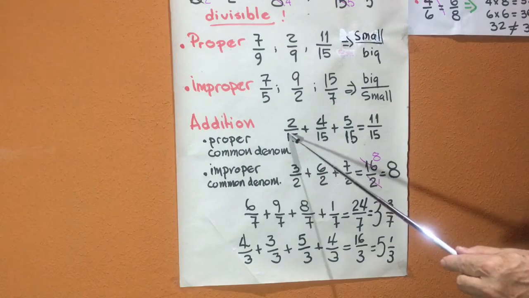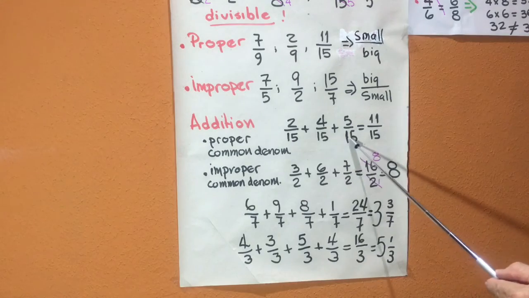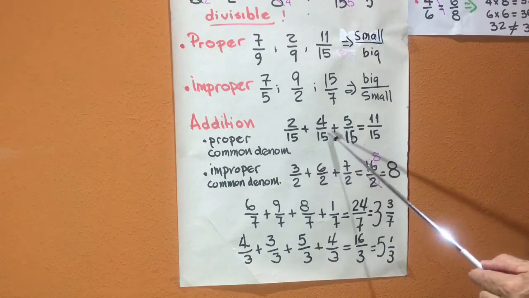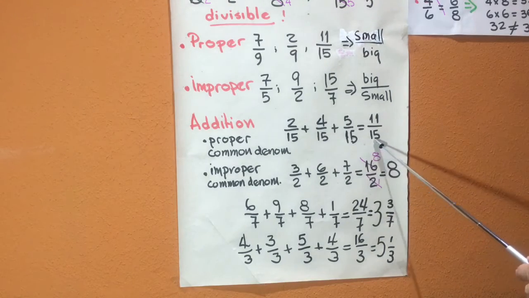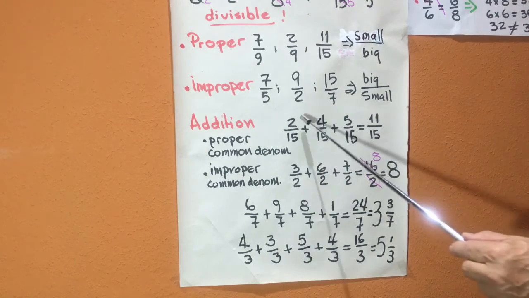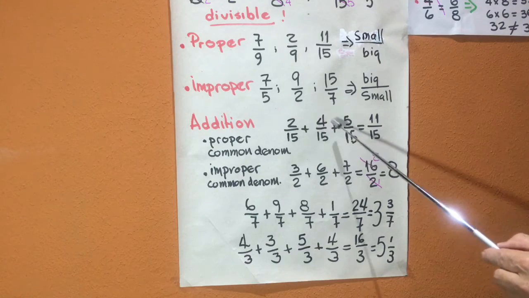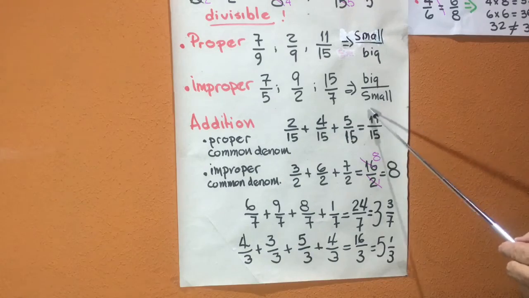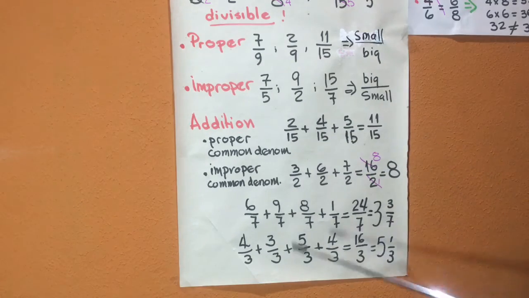Let's see. Common denominators means the denominator is the same. Here we have 15, 15. How do we add them? We only have to write the same denominator and only add the numerators. 2 plus 4 makes 6, 6 plus 5 makes 11. So this is an addition of proper fractions.